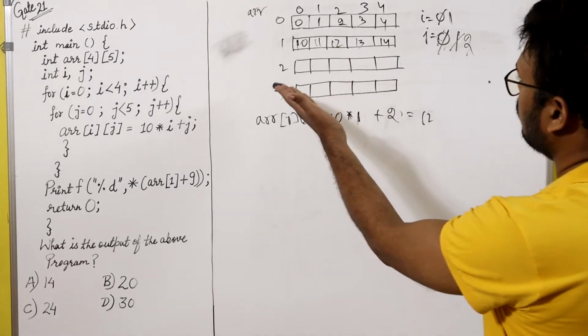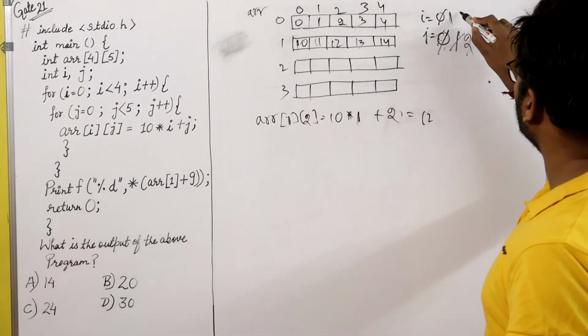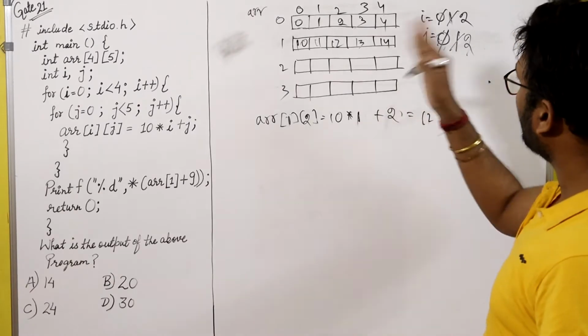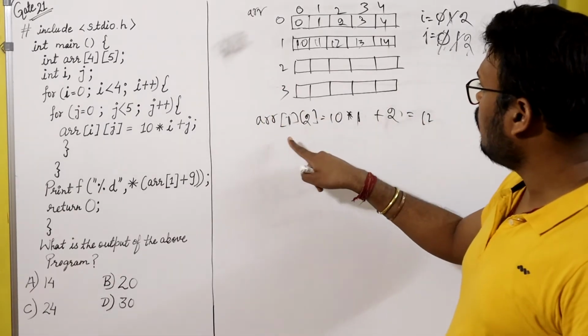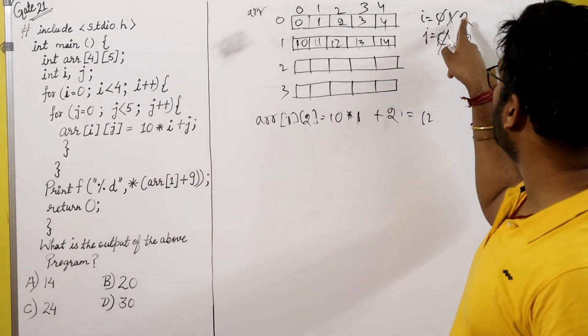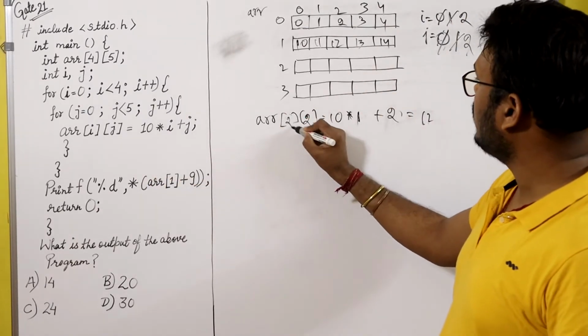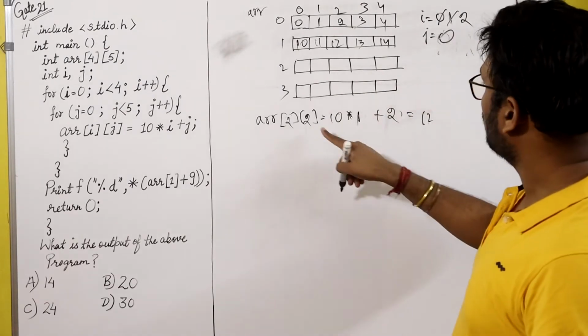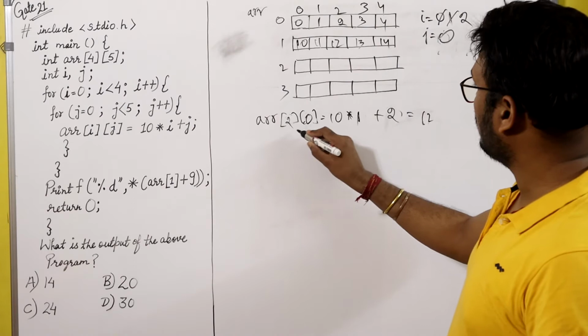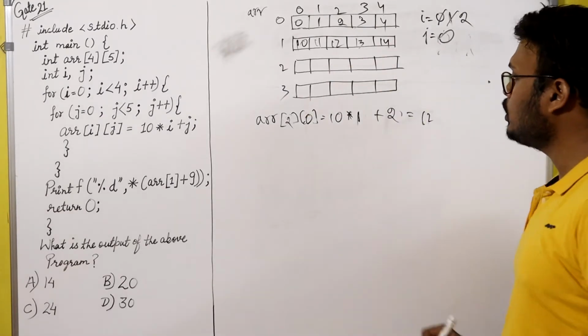And now for the next row, i value will become 2. Fine. And again, j will start from 0. So now array of i j. So i value is 2 now, and j will again start from 0. So array of 2 of 0. What is array of 2 of 0?